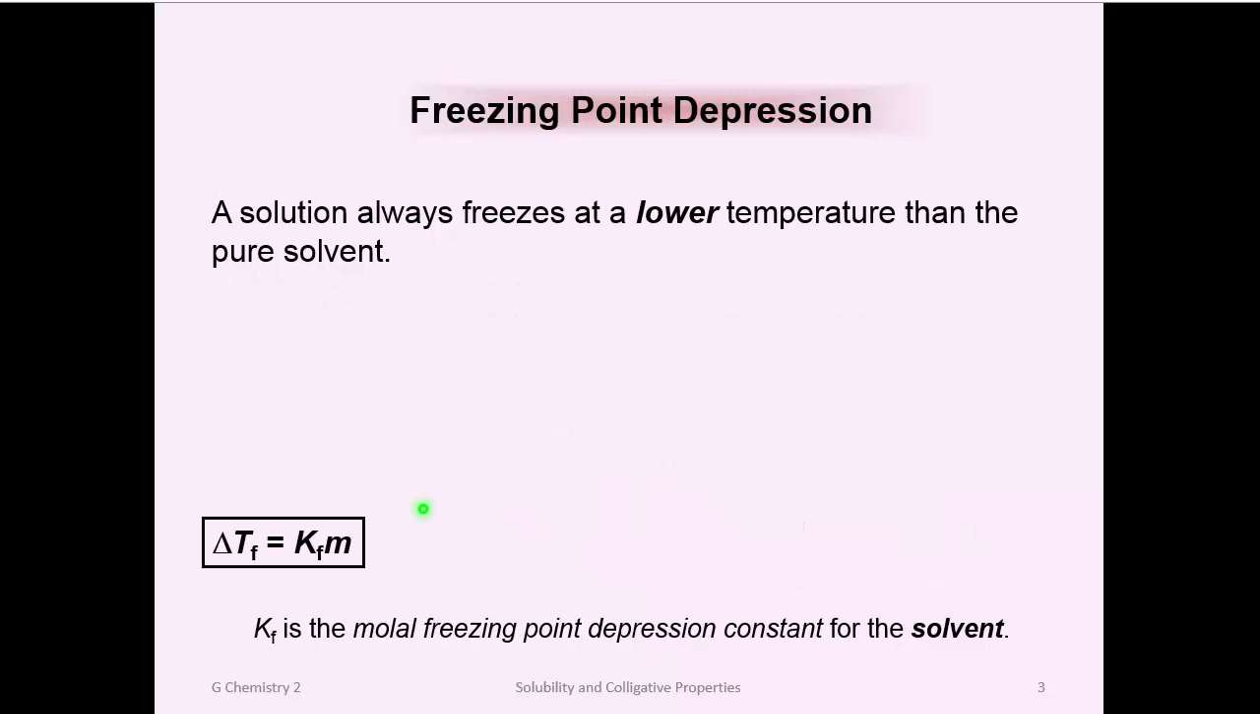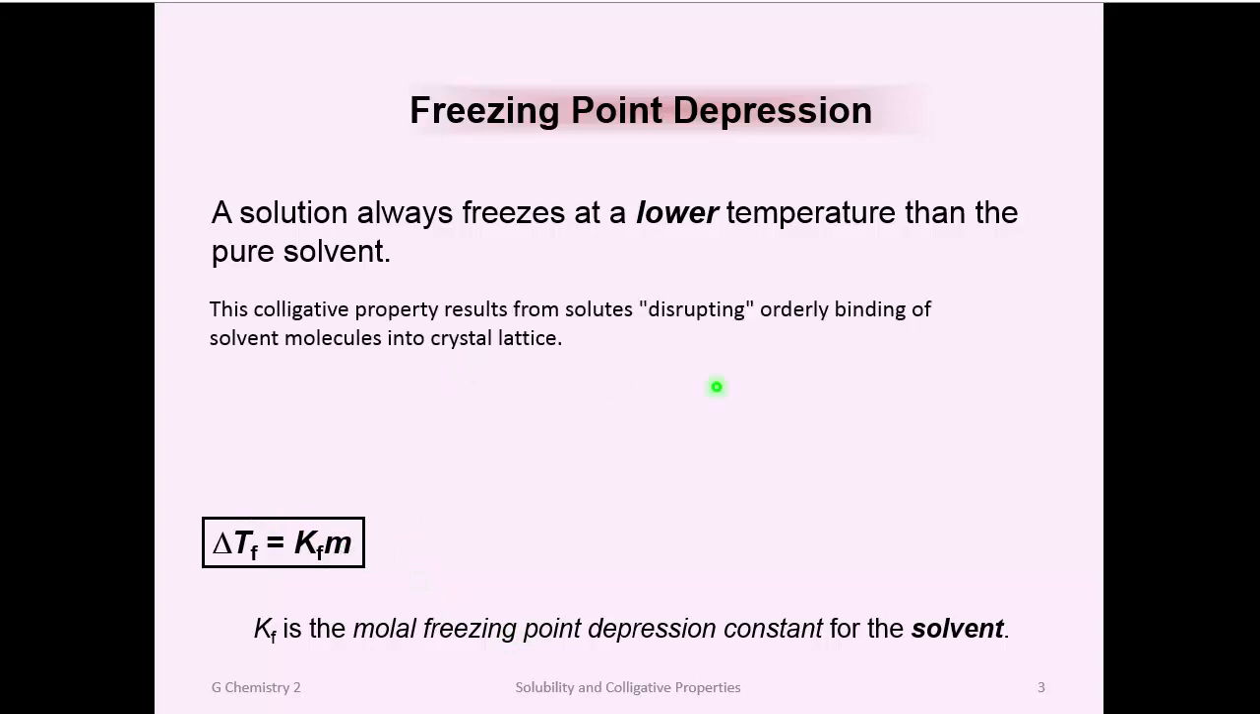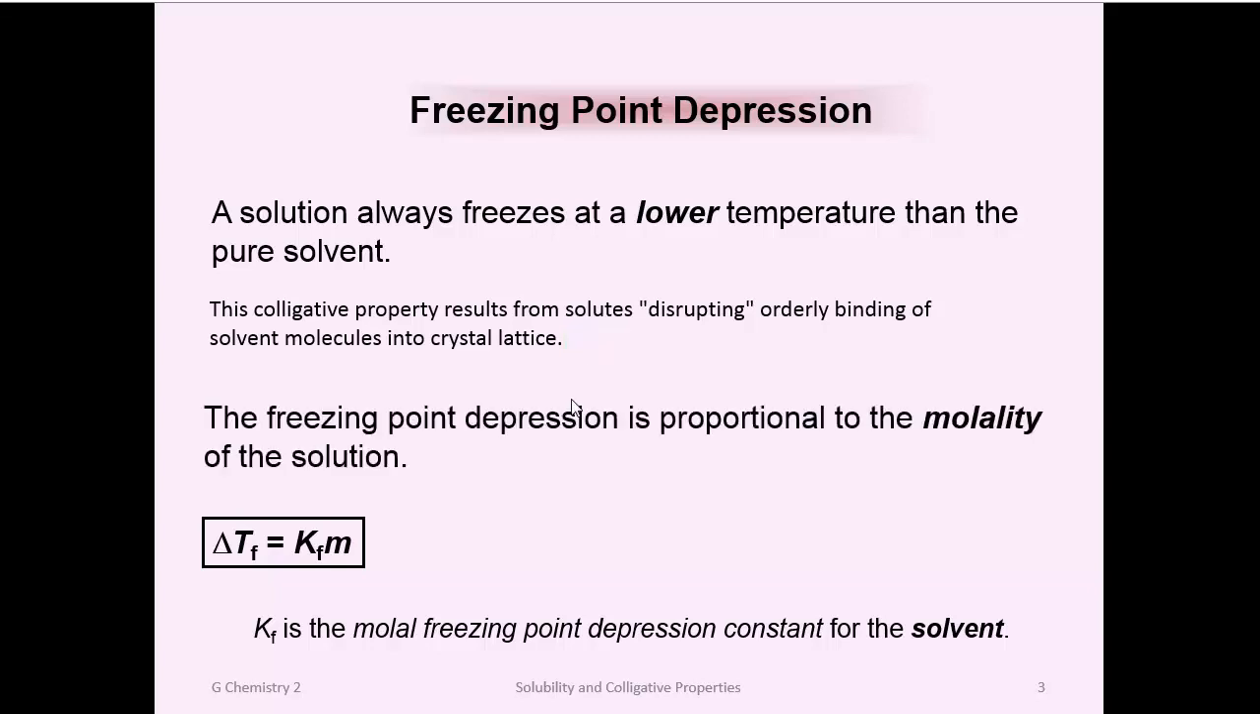Freezing point depression, the formula looks very similar. The only difference is you pick a different constant. This is the molal freezing point depression constant. And in this case, the temperature is always driven down. And just a hand-waving explanation again, the colligative property results from the solutes disrupting the orderly binding of solvent molecules. So you've got to slow down both the solute and solvent to get it settled down enough, or slow enough kinetically, that the molecules can bind into an organized lattice. Freezing point is proportional again to molality.